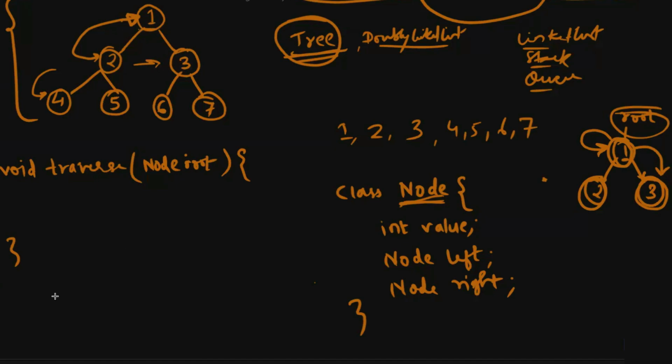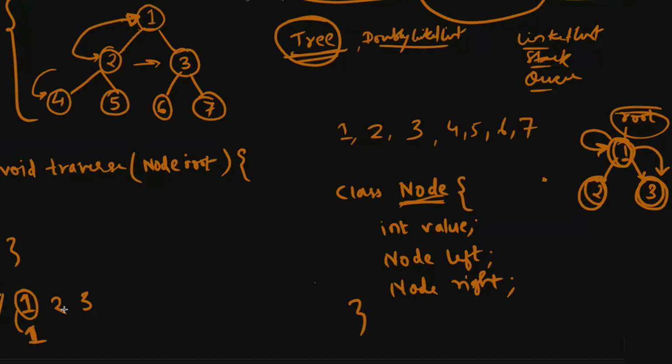So let's print 1 here. We have access to 1, and from 1 we have access to 2 and 3. So let's put 2 and 3 in some data structure. We don't know which one that is, but we are adding 2 and 3 because we have access to them right now. Now let's remove 1 from here and print it.